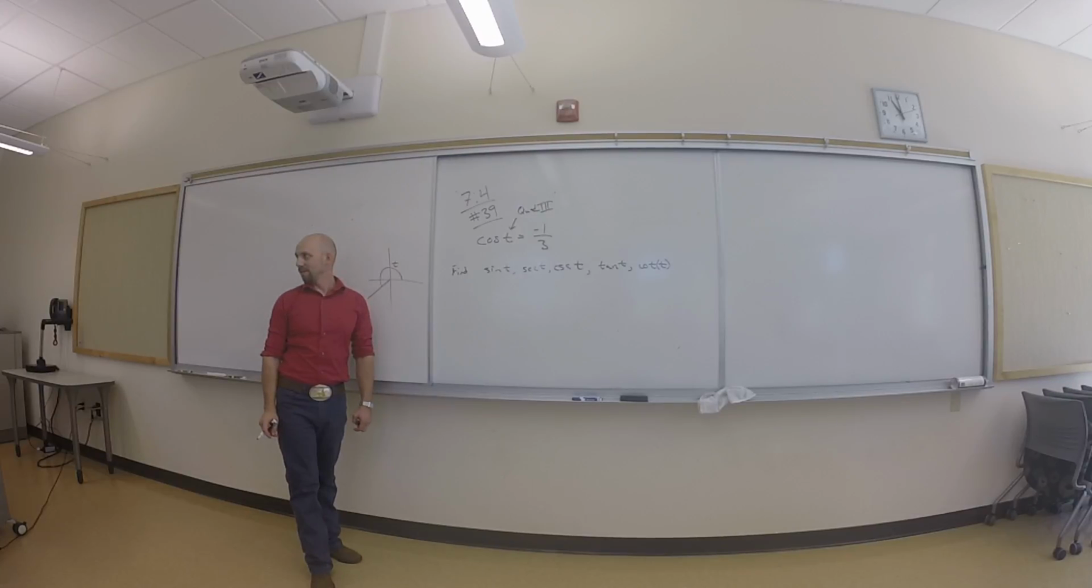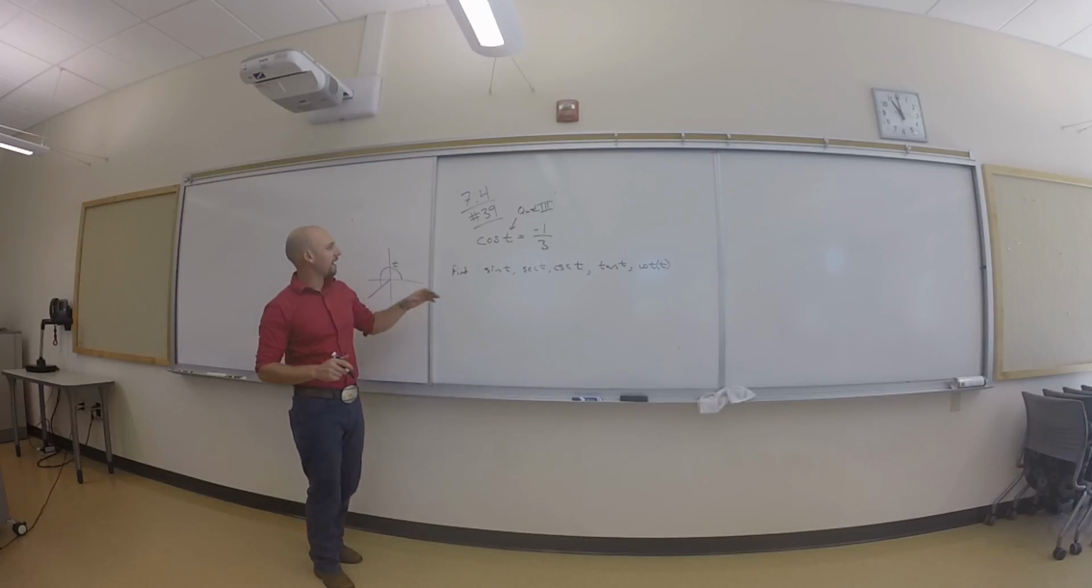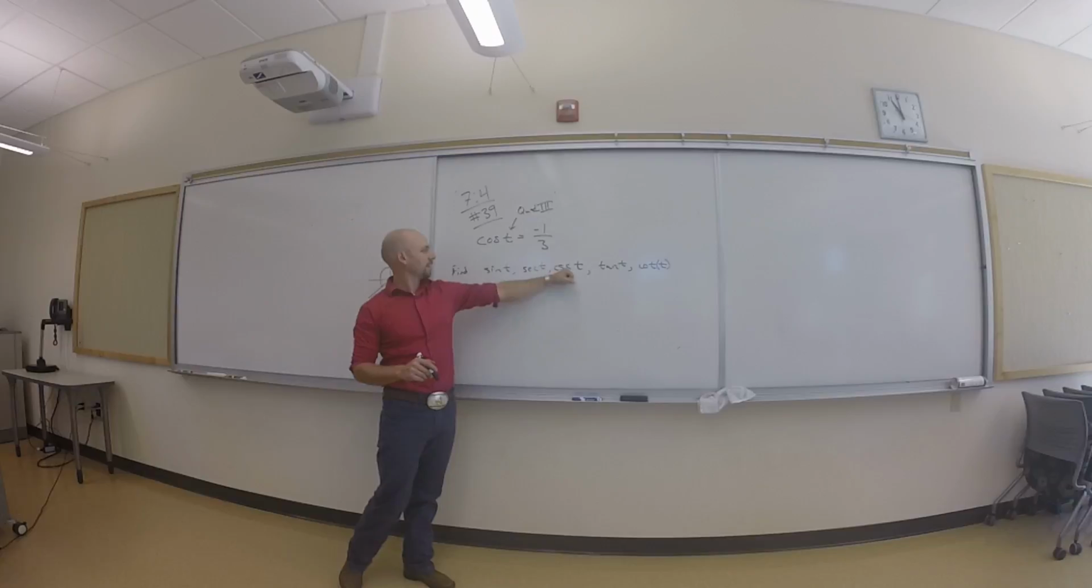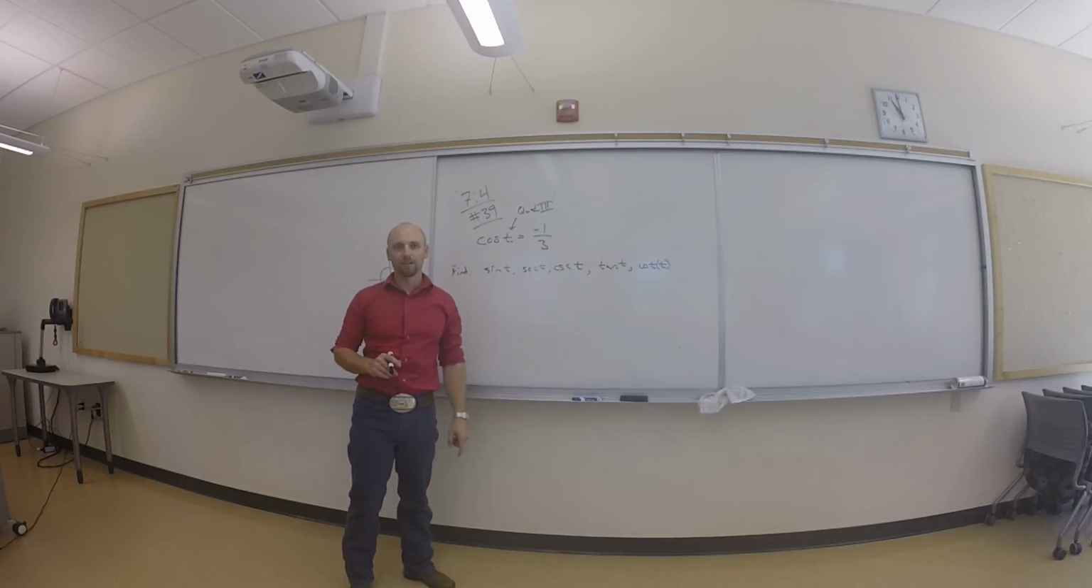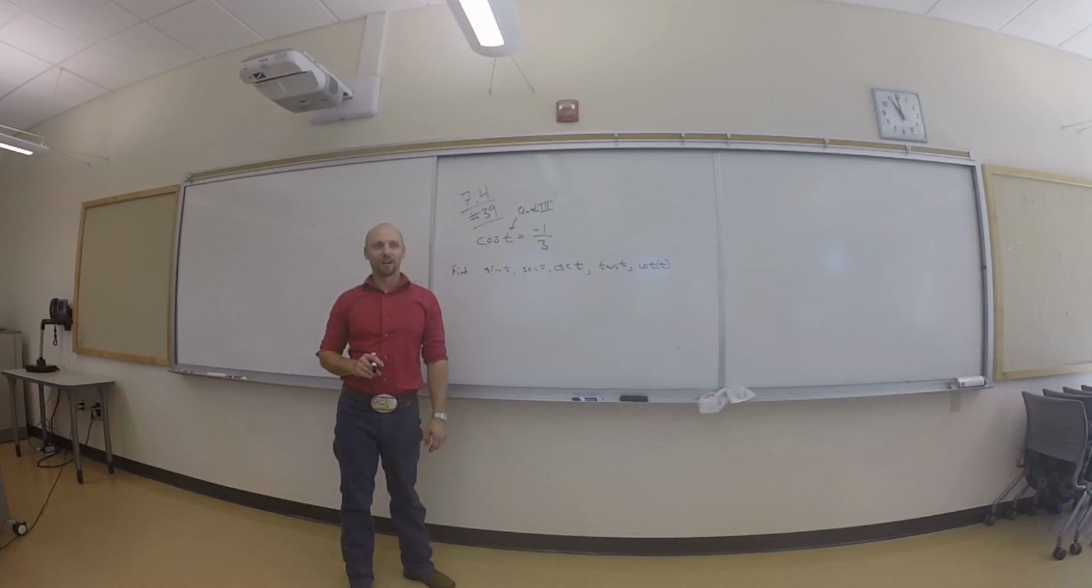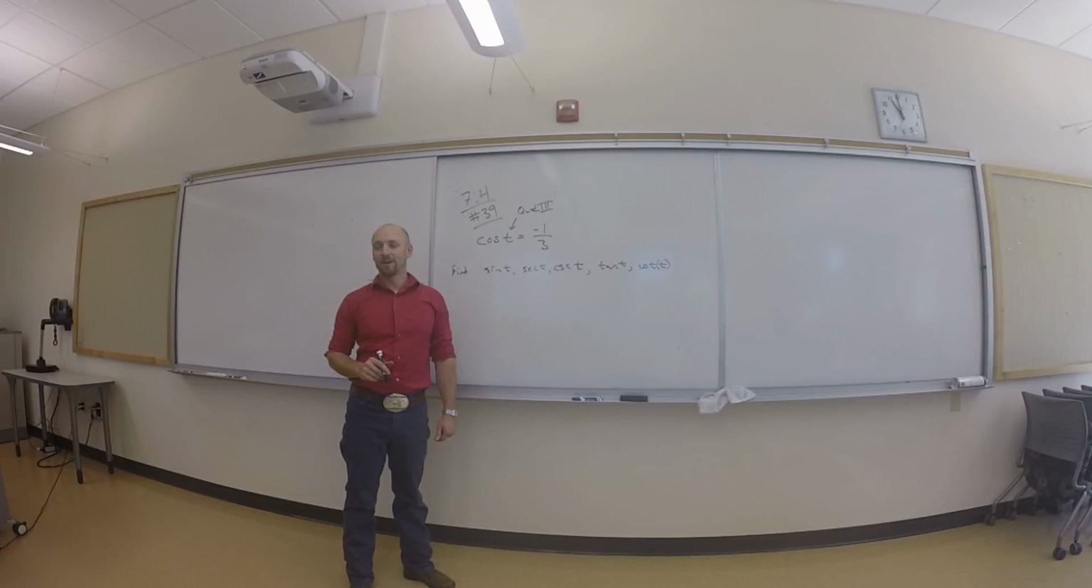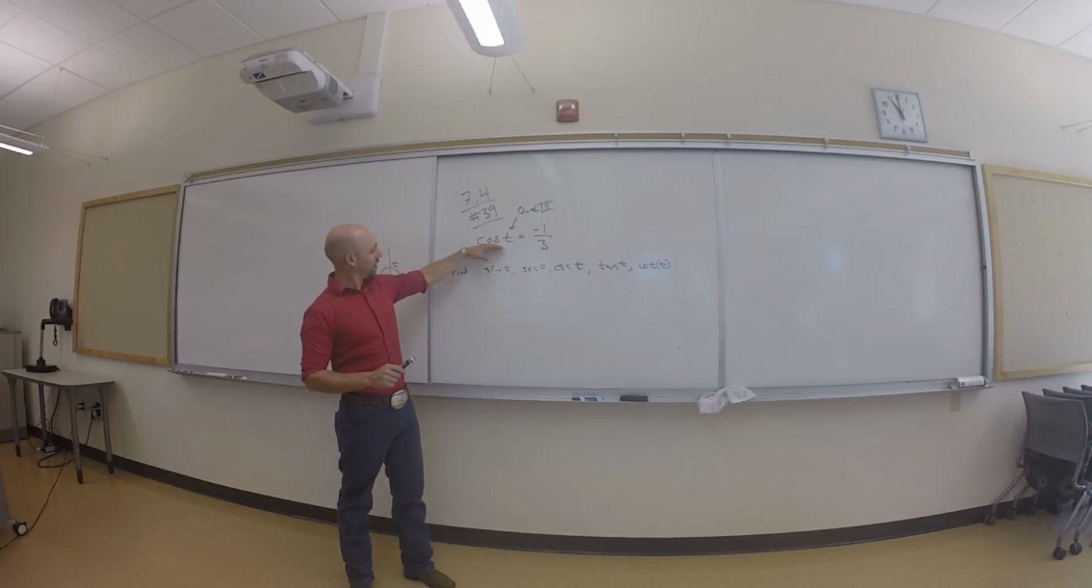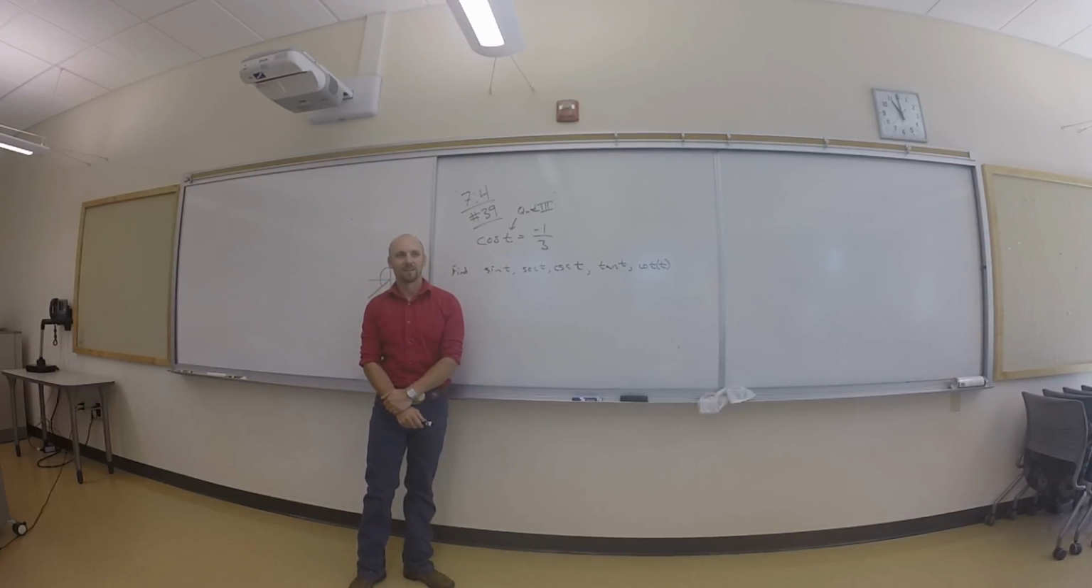You guys cool with that? Okay. And then they asked me to find sine, secant, cosecant, tangent, cotangent. Seems like a lot, right? But I promise the only one you actually need to really think about is sine. So if I know cosine, how could I try to find sine? What kind of tool do you have that relates sines and cosines?